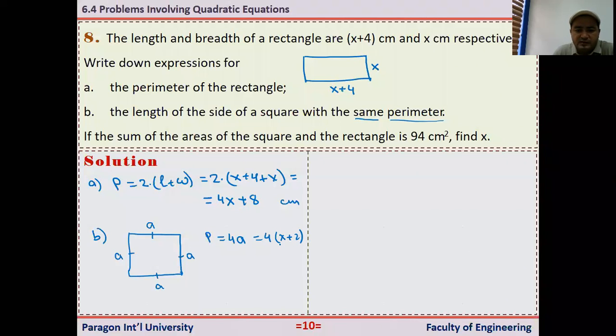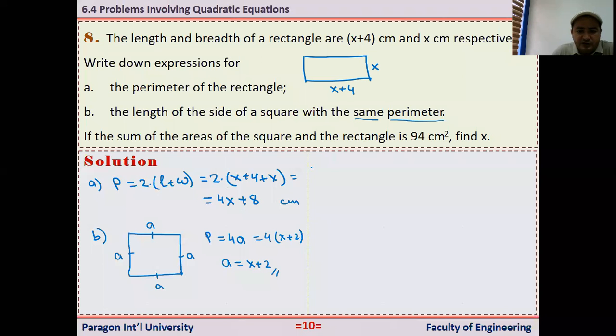I just factorize this here, 4 times (x plus 2). And 4 times a equals 4 times (x plus 2). That implies a is equal to x plus 2. So one side of the square is equal to x plus 2.